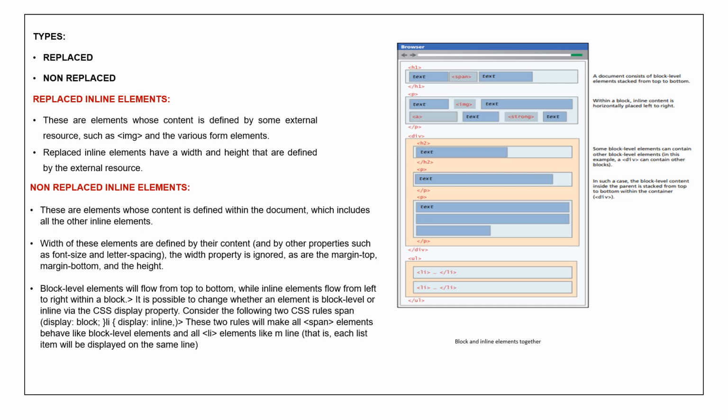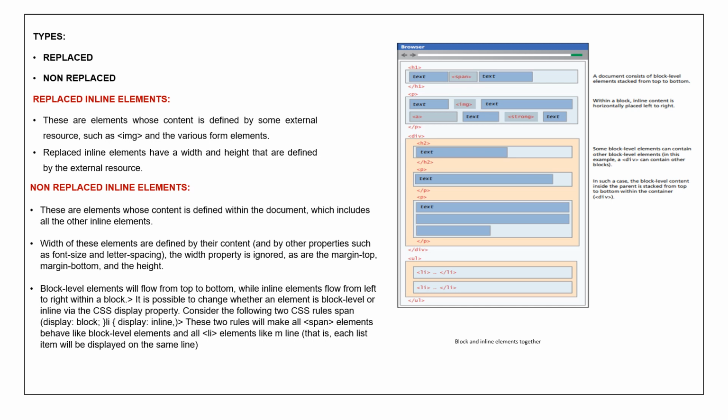Here come the types of inline elements. Firstly, the replaced inline elements. Second, the non-replaced inline elements. Replaced inline elements are the elements whose content is defined by some external source, such as an image tag and the various form elements. Replaced inline elements have a width and even a height that are defined by an external resource.